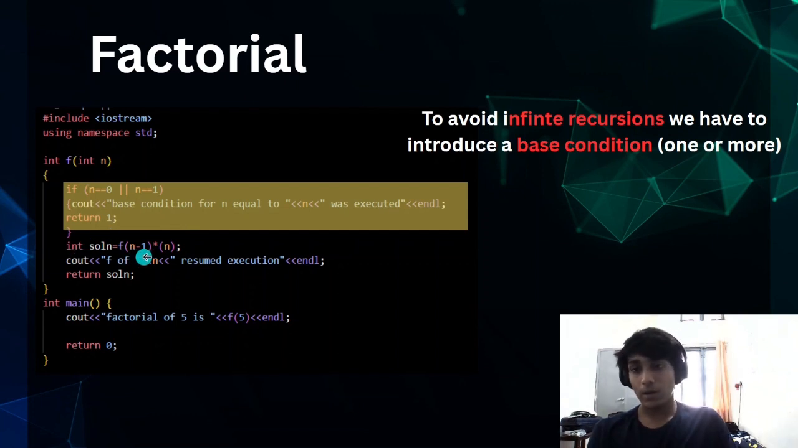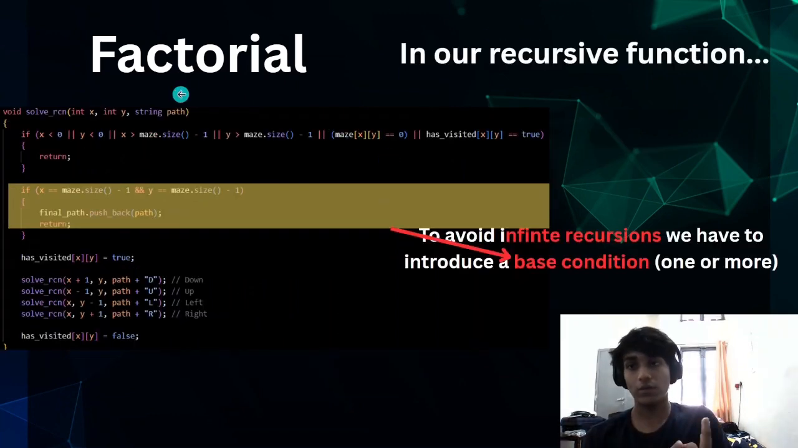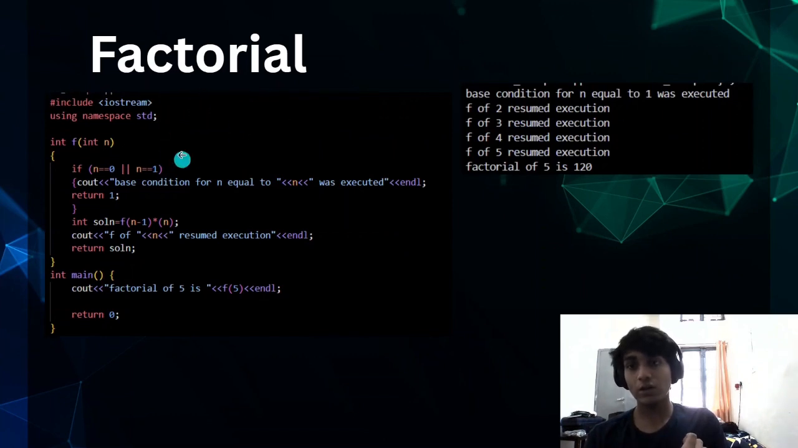When f of n minus 1 returns a value, after all of that we'll print this statement and we'll return the solution. This was the base condition in our code. We used this condition to avoid infinite recursion. Let's take an example with n equals 5 to understand this code.